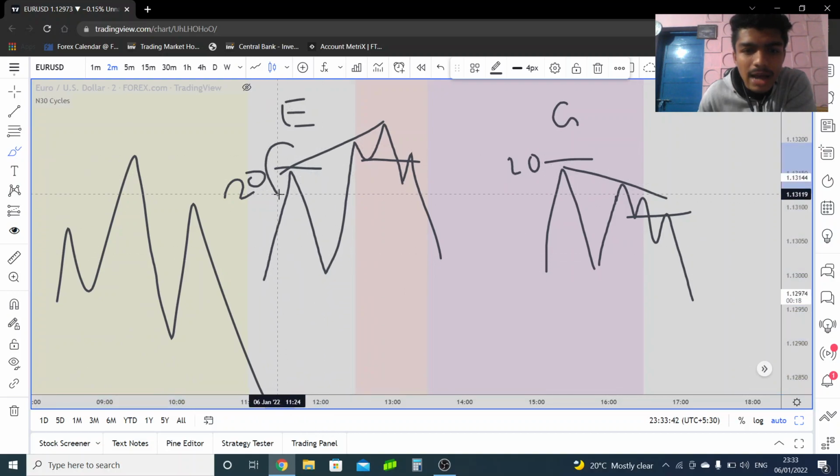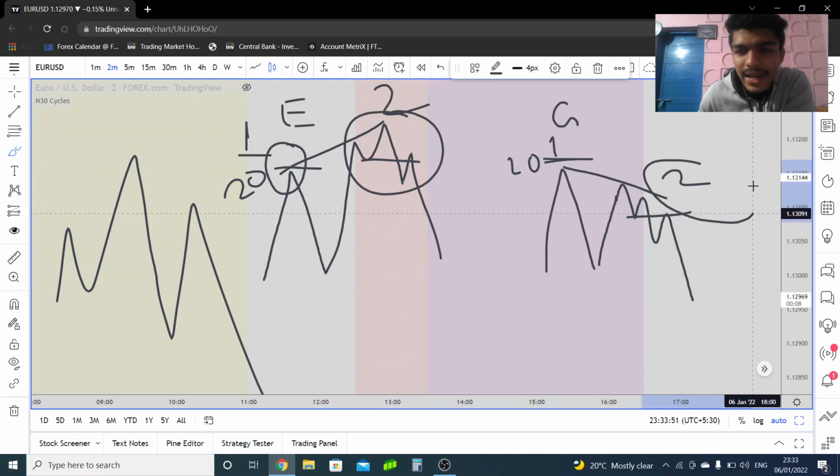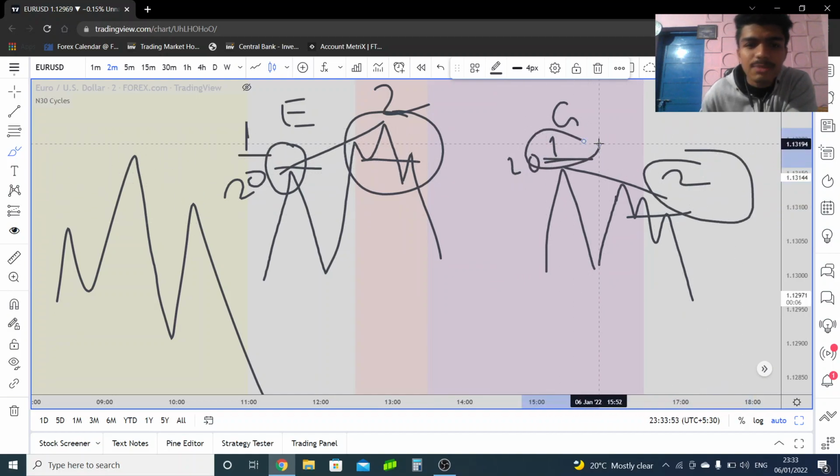This becomes our first leg and this becomes our second leg.